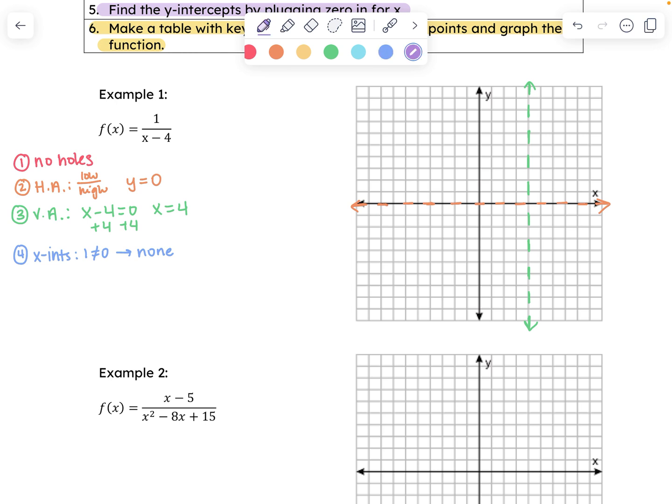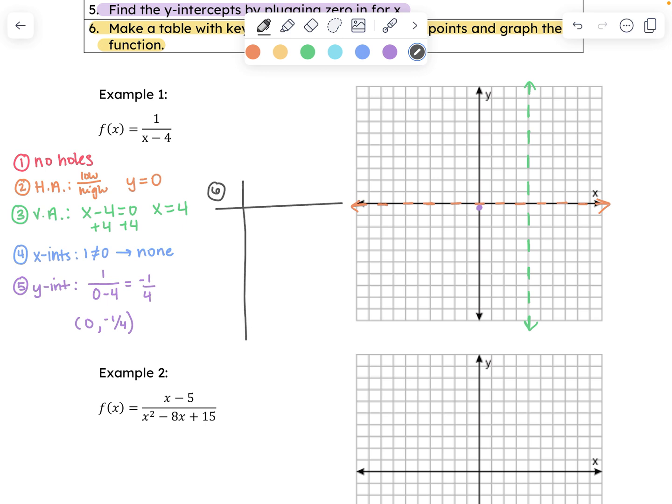Let's see if we've got a y-intercept that'll help us. We find the y-intercept by plugging 0 in for x. That's going to be 1 over 0 minus 4, which gives us negative 1/4. So my y-intercept is 0, negative 1/4, about right here. So we've got 1 point. We might need a few more. So let's make a table. That's our step 6 to get some extra points to help us out here. So make a table over here.